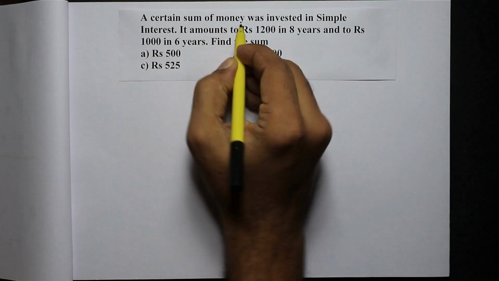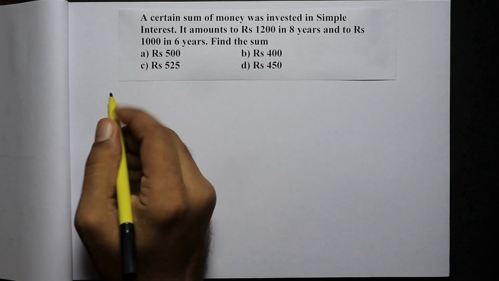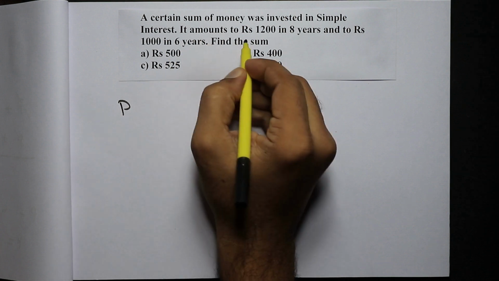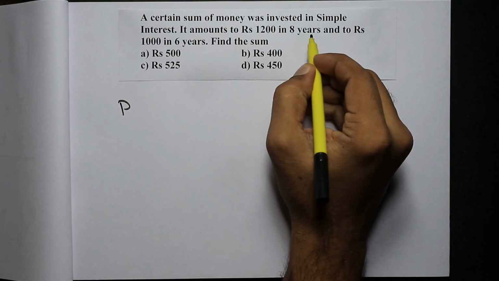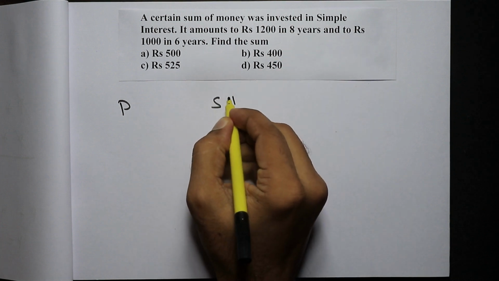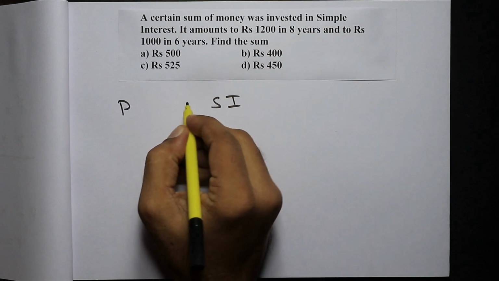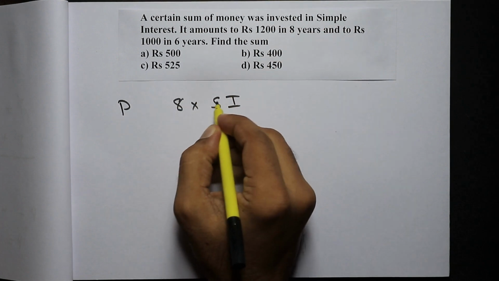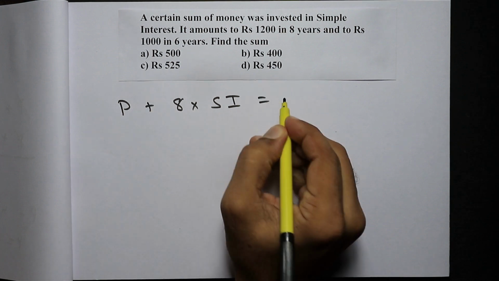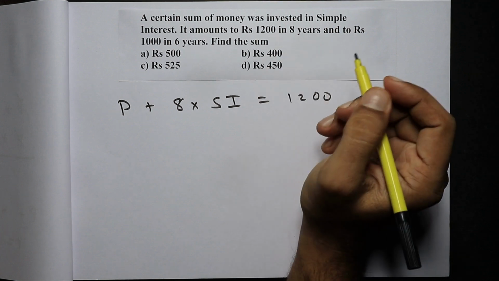A certain sum of money was invested at simple interest. So that sum of money we will represent as P, that is the principal P. It amounts to rupees 1200 in 8 years. Now assume that the simple interest per year that you get is SI. And like that for 8 years. So 8 years, every year you are getting SI for 8 years. So P plus 8 years simple interest is equal to 1200. That is the amount in 8 years.